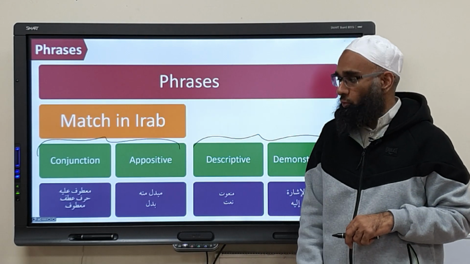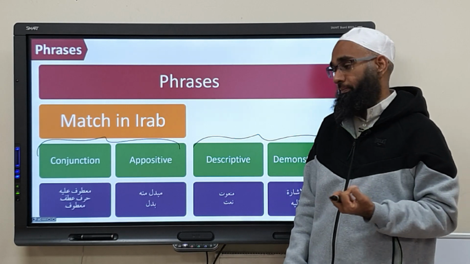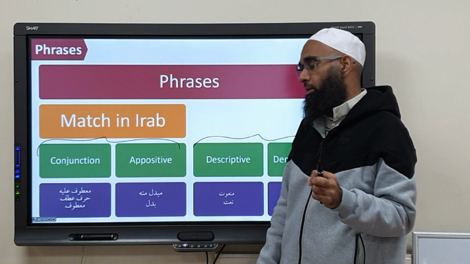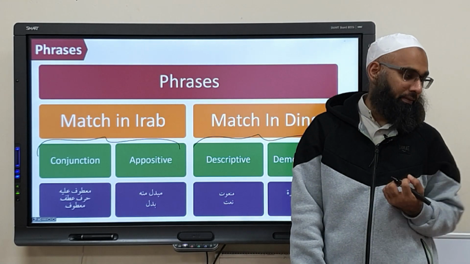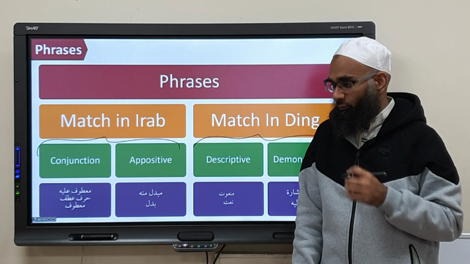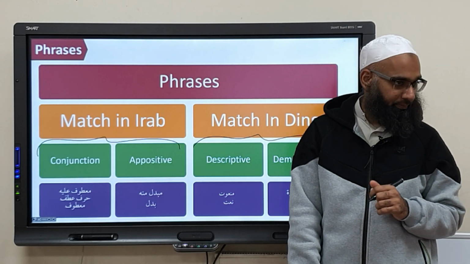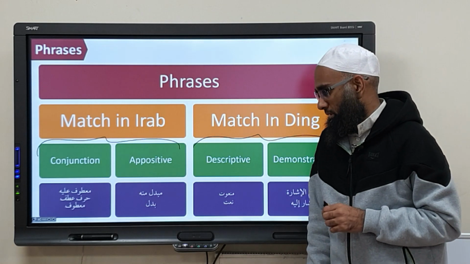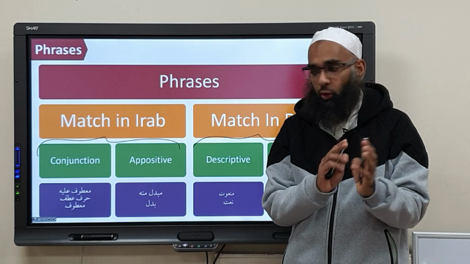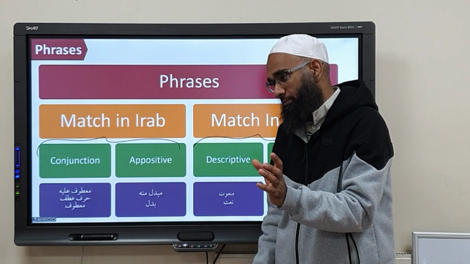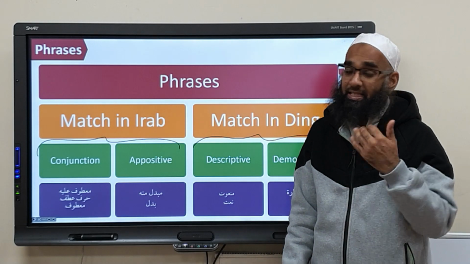The first two, the only rule is they have to match in i'rab. And the second two, they have to match in D, I, N, and G. Make sense? So that's why we put these two together. The conjunction and positive, all you have to do is make sure they match in i'rab. And the descriptive and demonstrative, they have to match in D, I, N, and G.